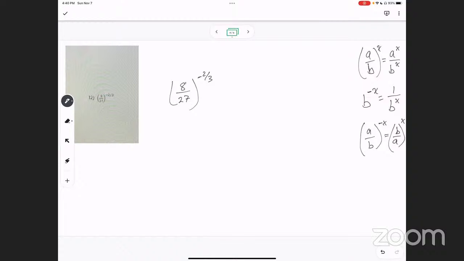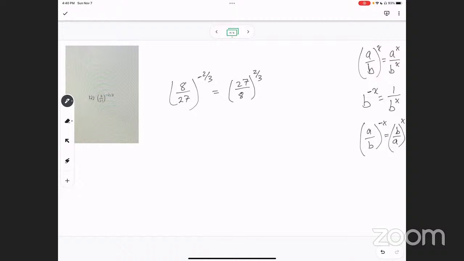That's another property. So what I can do with this is I can flip it, and I prefer to deal with the negative powers first. I'm going to flip it, and then I'm going to make it a positive 2/3. That make sense? Okay.